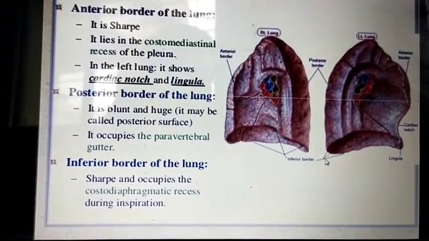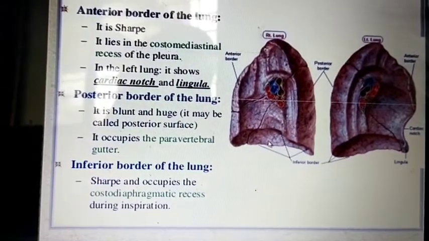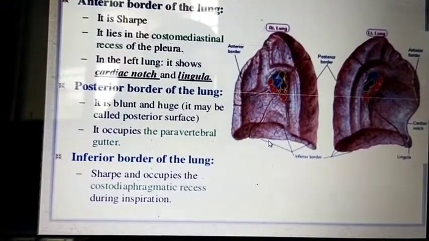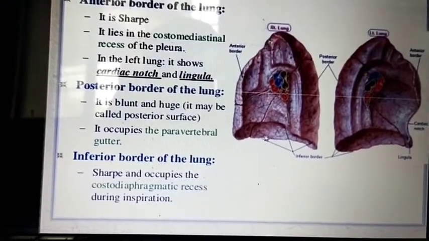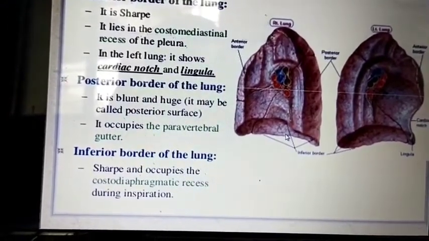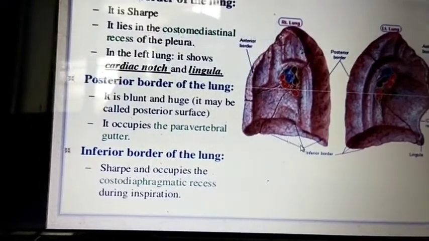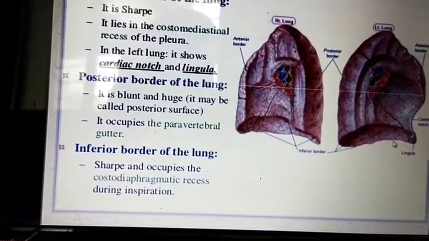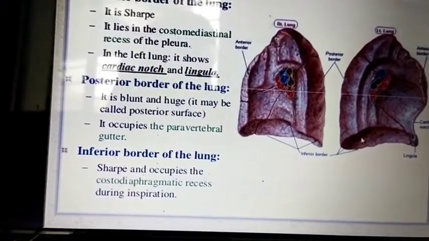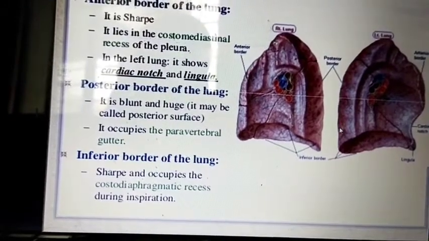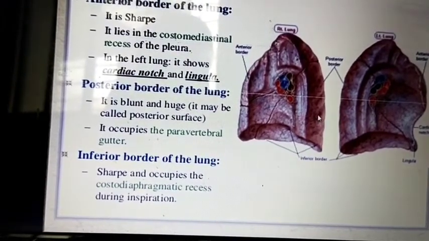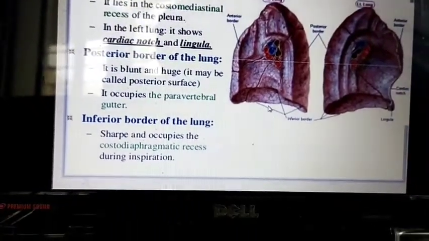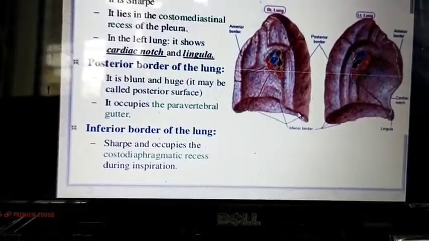And this is the posterior border. The posterior border is blunt and thick. It is also seen as a posterior surface. It occupies the paravertebral gutter. What is the main function of this posterior border? It differentiates the base from the costal surface and the mediastinal surface.